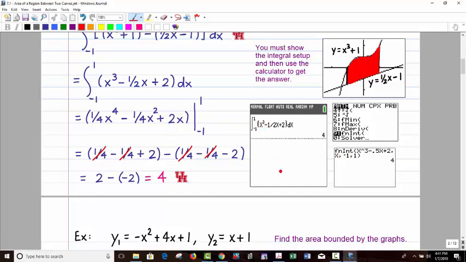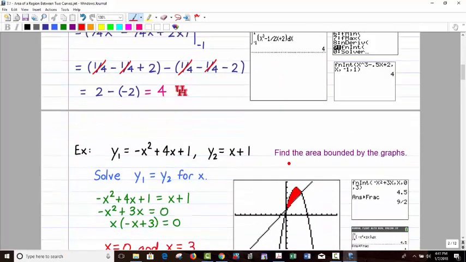The answer is 4. That area turns out to be exactly 4 square units, whatever the units are. I know it seems weird that with all that curving, it turns out to be exactly 4, but it is. Let's jump down to the next example.